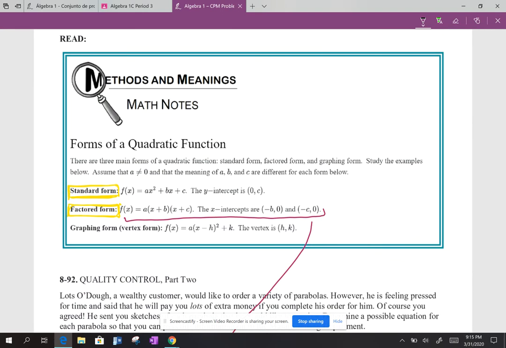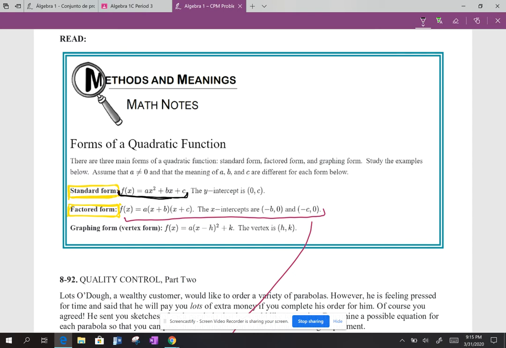Read this. Forms of a quadratic function. There are 3 main forms of a quadratic function: standard form, factored form, and graphing form. Study the examples below. Assume that a is not equal to 0 and that the meaning of a, b, and c are different for each form below.